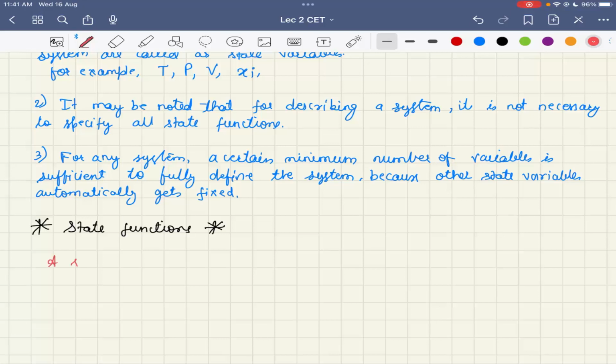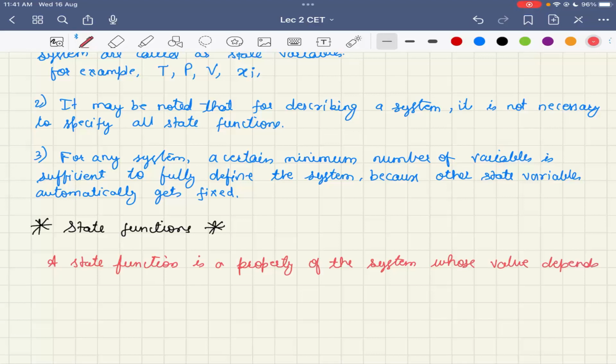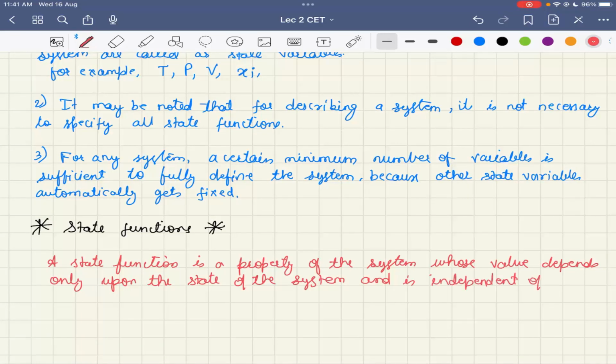So a state function is a property of the system whose value depends only upon the state of the system, and is independent of the path or manner by which the state is reached, right?